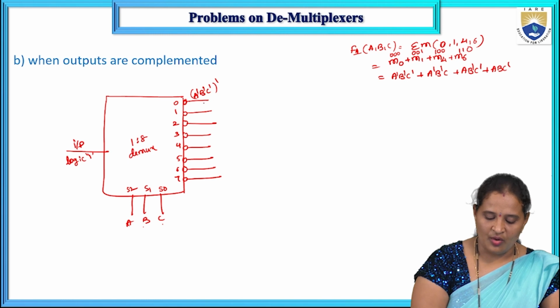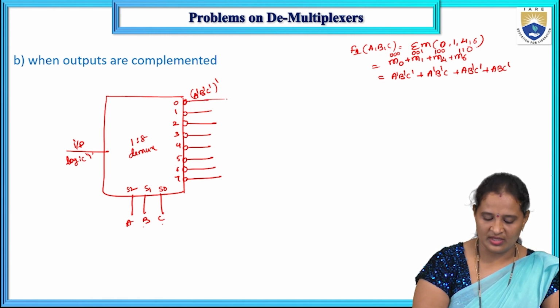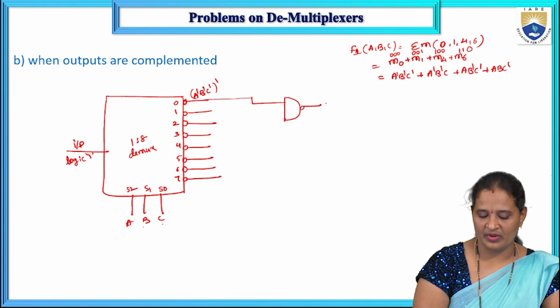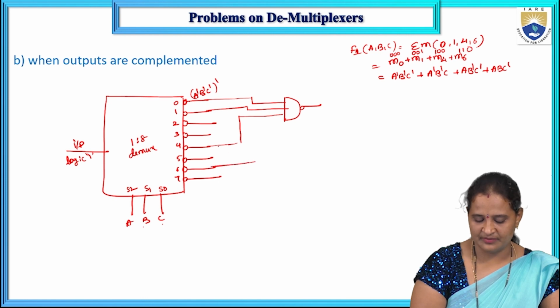In order to avoid this complementation, I'm using a NAND gate. I hope you know the NAND gate operation. So 0 and this is 1. Next 4 we have. This is 4 and then 6.